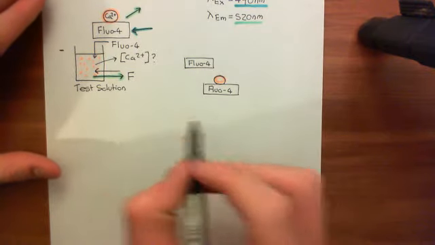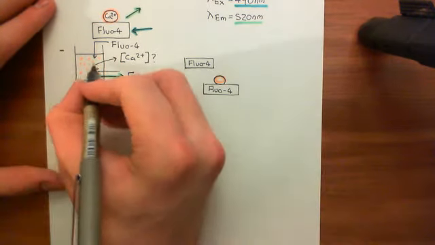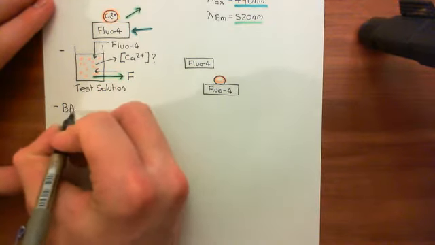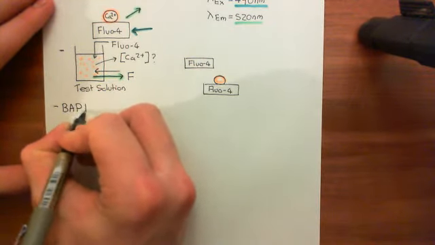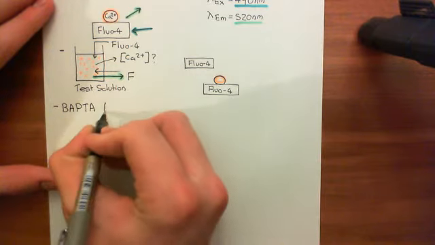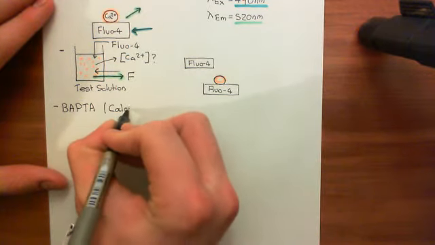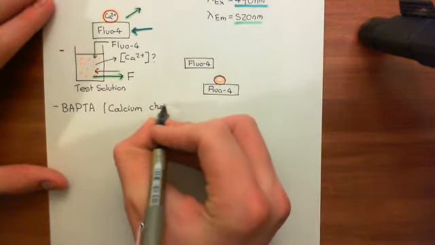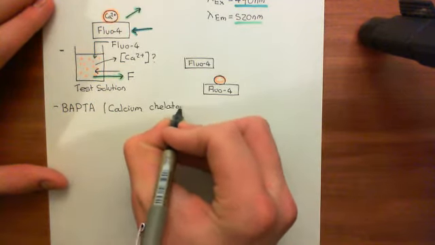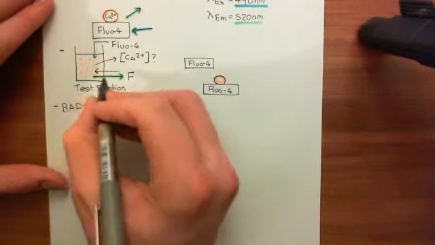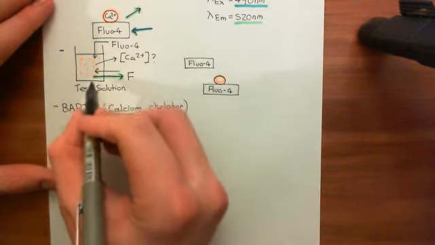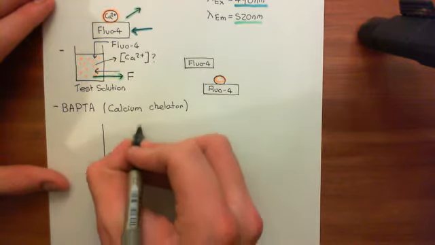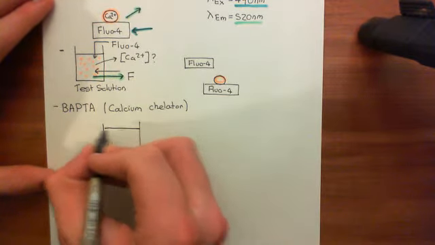Now, how are we going to do that? Well, basically, what we're going to now add into our solution is a molecule called BAPTA. BAPTA is what's known as a calcium chelator. This is a molecule which will bind to calcium. So the idea is that if we put this BAPTA molecule into our solution, it will sequester all of the calcium molecules. So this is our solution here, our test solution.